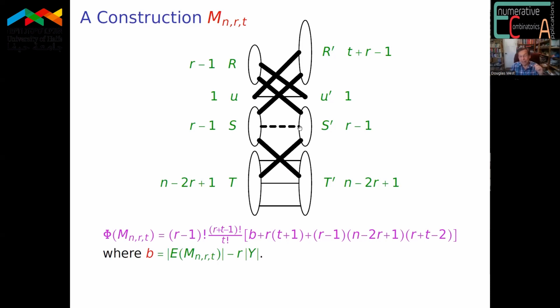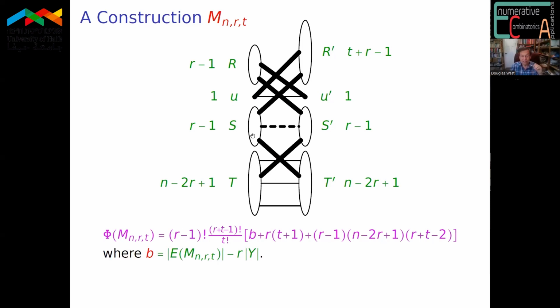If I want to use that edge, then between U prime and S prime, there will only remain R minus 1 vertices available. And all the vertices of R will have to get matched into those. And it can do it in R minus 1 factorial ways, because you're matching R minus 1 to R minus 1. But with all of S prime now used up, the vertices in T must match straight across. So there's only one way to do that.